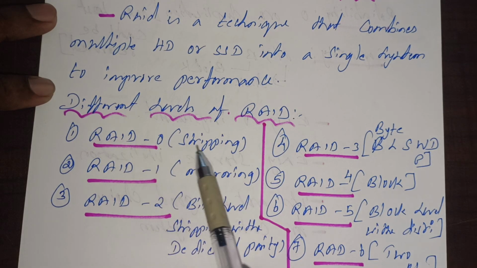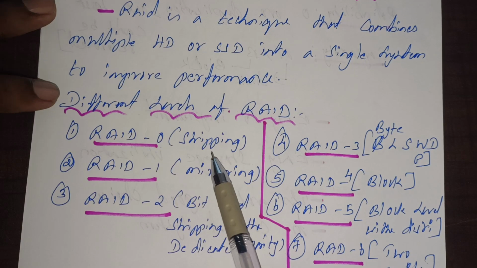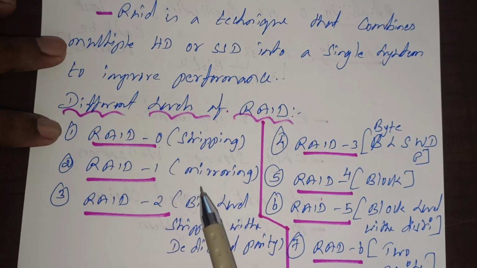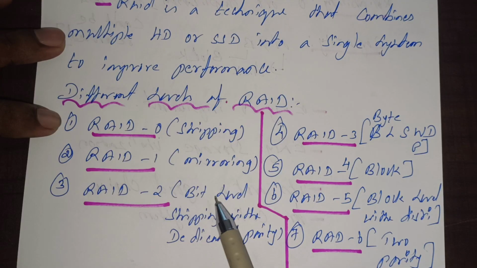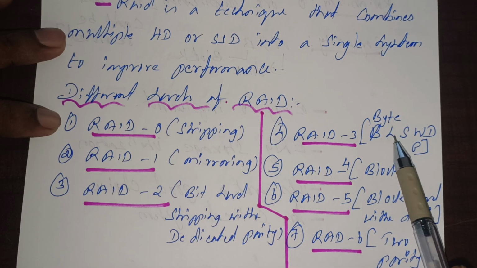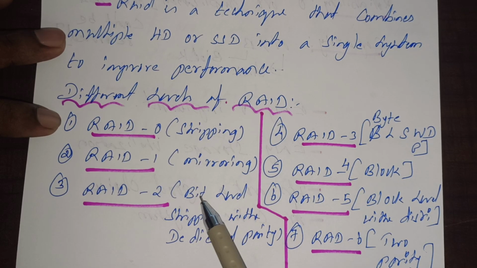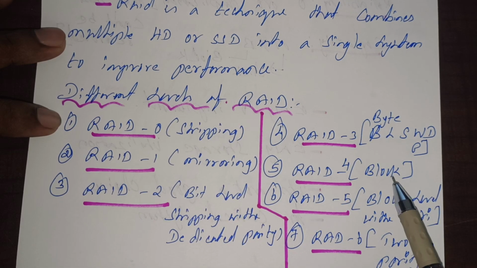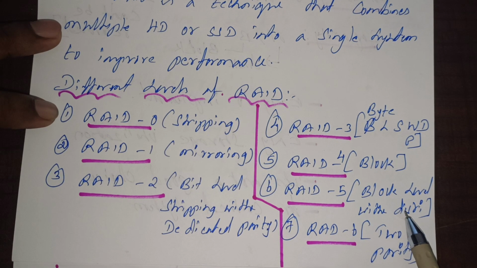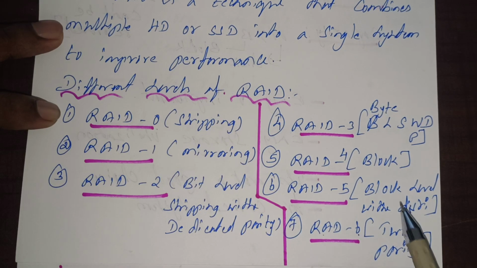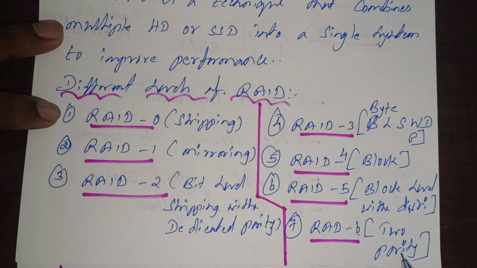RAID 0 explains striping. We are going to see every RAID with an example. RAID 1 is mirroring. RAID 2 is bit-level striping with dedicated parity. RAID 3 is the same, but byte-level striping with dedicated parity. RAID 4 is not about bit or byte, it is about block. RAID 5 is block level, but it is not dedicated parity, it is distributed parity. And RAID 6 is block level with double distributed parity.